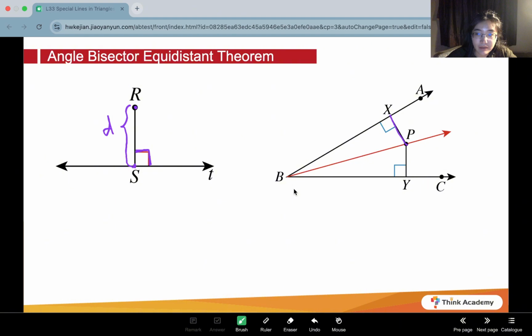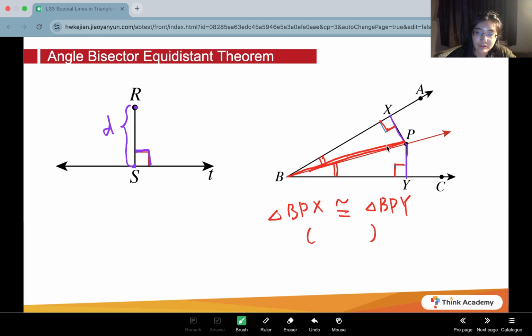If you do some labeling on the figure, the angle bisector tells us something about equal angles. And then you notice equal angles because they are both 90 degrees. And you have a common side right over here. So angle, angle, side. We can prove that triangle BPX is congruent to triangle BPY. And in the brackets, let's have our reason for this argument. That should be AAS.